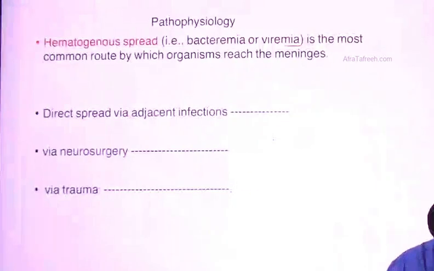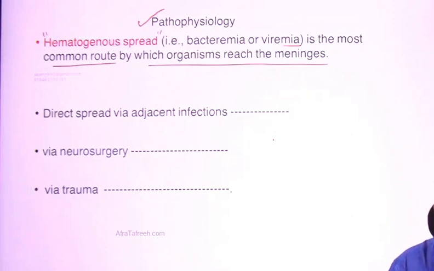You already know that. Now, what is the pathophysiology? How does the infection happen? What is the mode of spread mostly? As it is written properly, hematogenous spread. Hematogenous spread is the most common route by which the organism reaches the meninges. And direct spread can also happen via adjacent infections.